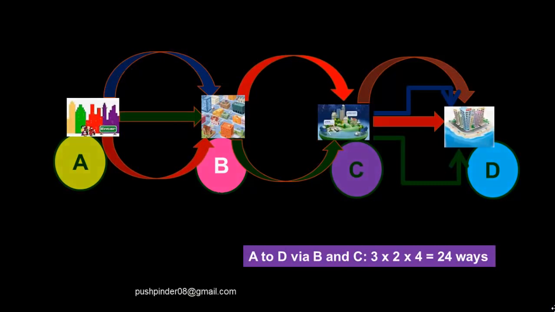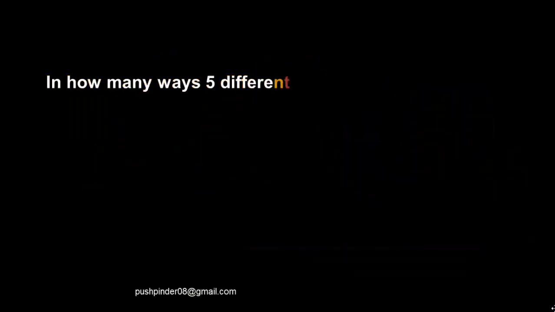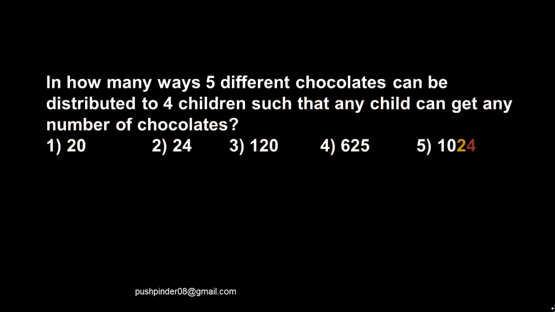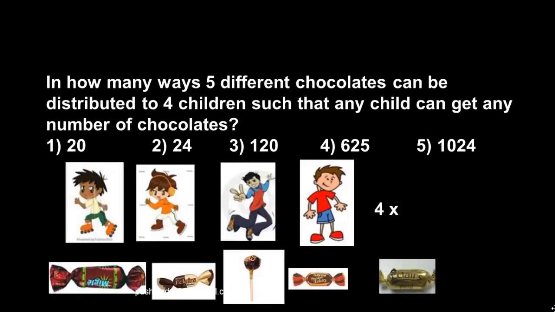Let's move forward to some complex scenarios. Okay, so in how many different ways can 5 different chocolates be distributed to 4 children such that any child can get any number of chocolates? Right? I need to do that.